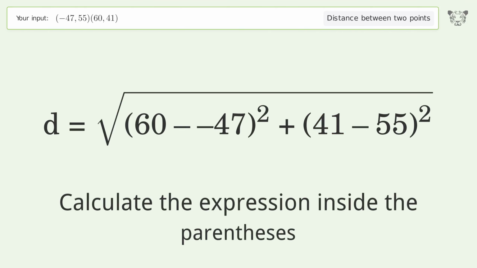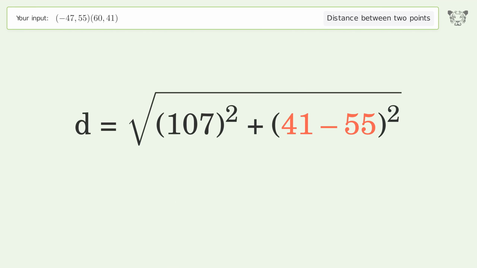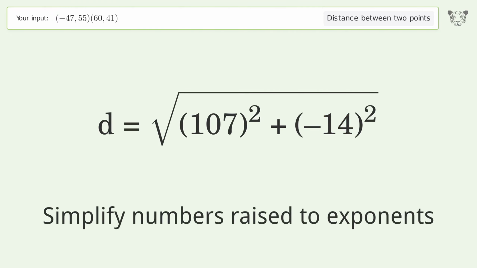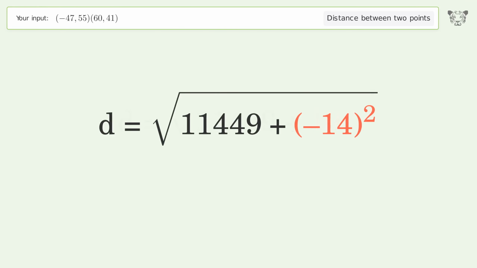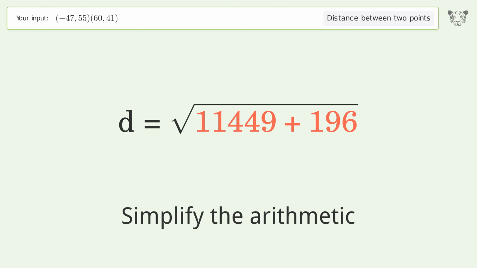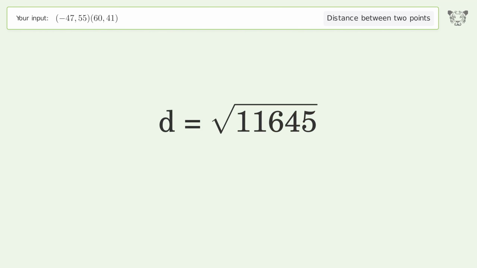Calculate the expression inside the parentheses. Simplify numbers raised to exponents. Simplify the arithmetic. And so the distance between the 2 points is the square root of 11,645 or 107.912.